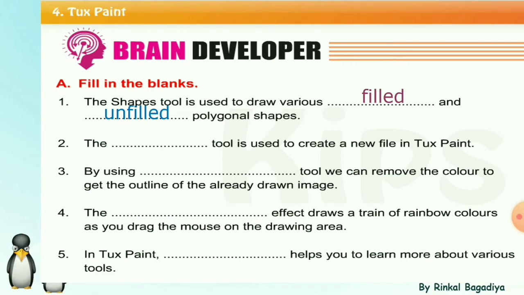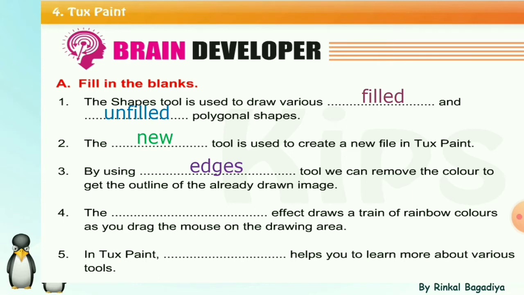Which tool is used to create new file? Yes, very easy, new tool. So answer 2 is NEW, new tool. Number 3. By using dash tool, we can remove the color to get the outline of the already drawn image. Which tool are we using to remove the color from the already drawn image? Yes, Edges, E-D-G-E-S. Edges tool is used to remove the color and we can see the outline of the shape.